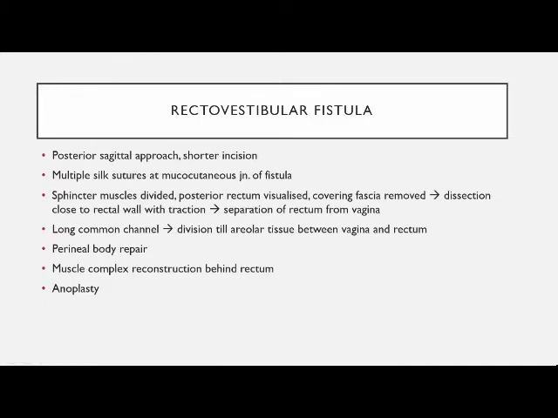In the rectovestibular fistula, we follow similar posterior sagittal approach with a shorter incision. Multiple sutures are taken at the mucocutaneous junction of the fistula.